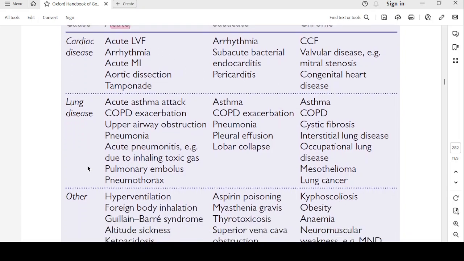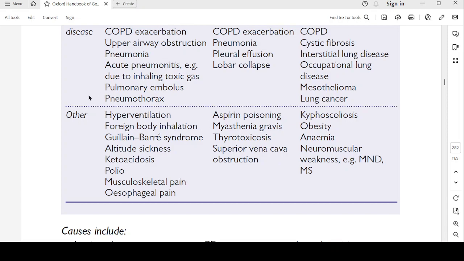Lung diseases causing dyspnea: acute attack of asthma, COPD exacerbation, upper airway obstruction, pneumonia, acute pneumonitis, for example due to inhaling a toxic gas, pulmonary embolus, or pneumothorax. If it is subacute onset of dyspnea: asthma, COPD exacerbation, pneumonia, pleural effusion, and lobar collapse. Chronic onset of dyspnea: asthma, COPD, cystic fibrosis, interstitial lung disease, occupational lung disease, mesothelioma, or lung cancer.